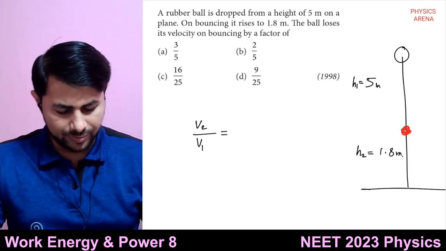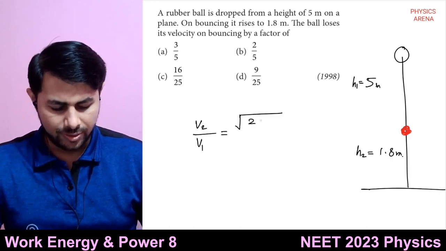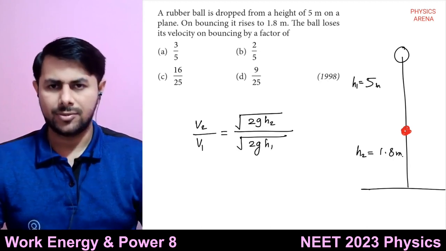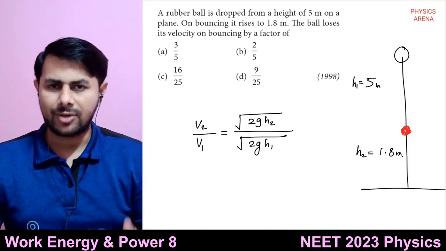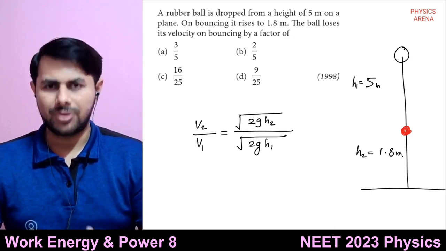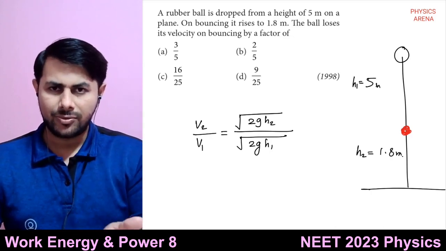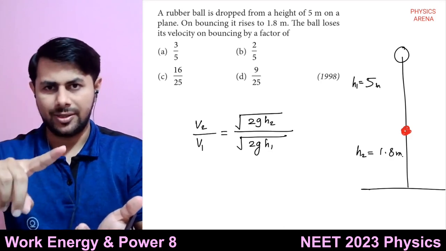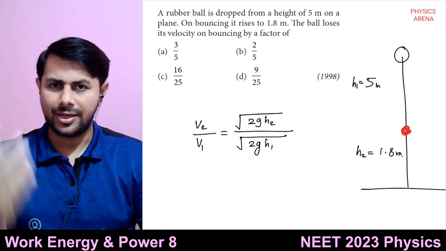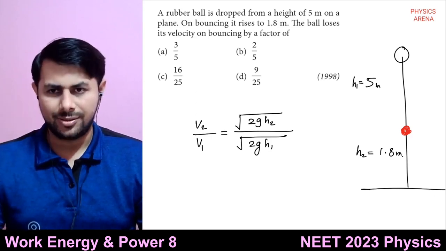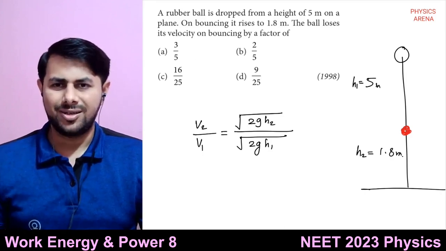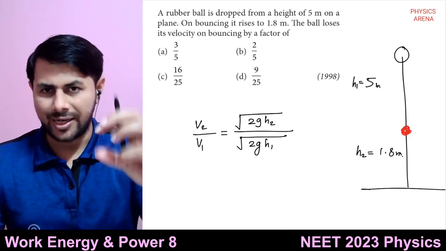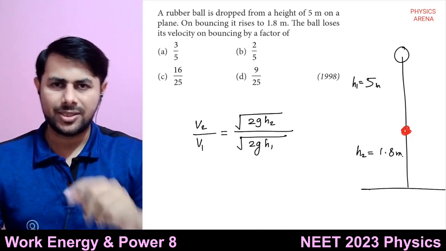So how much is v2? It will be square root of 2gh2, and v1 will be square root of 2gh1. A ball released from some height falls with how much velocity? Square root of 2gh. And a ball which moves upwards with some initial velocity, it will reach some height. What's the relation between velocity and height? Again, v is equal to square root of 2gh. Okay, please remember this formula. I have told this several times, right? So please remember this. A ball released from a height falls with how much velocity? Square root of 2gh.